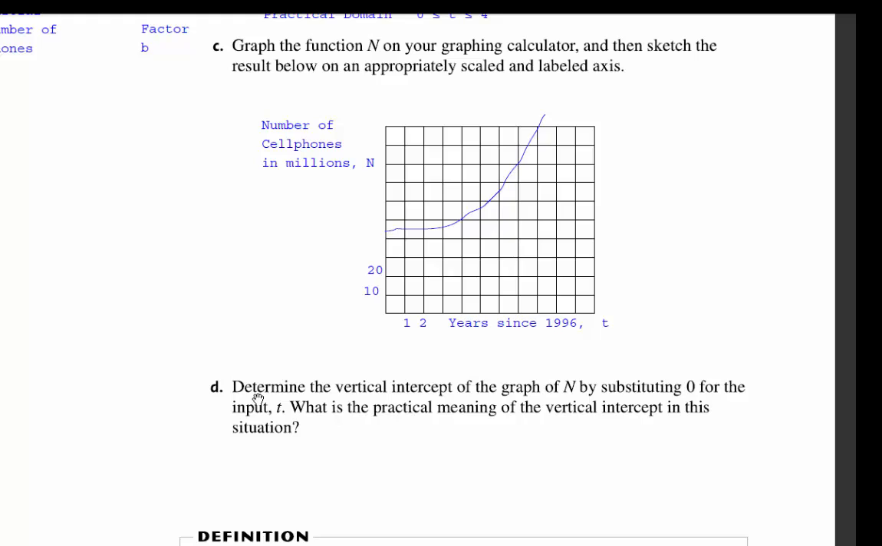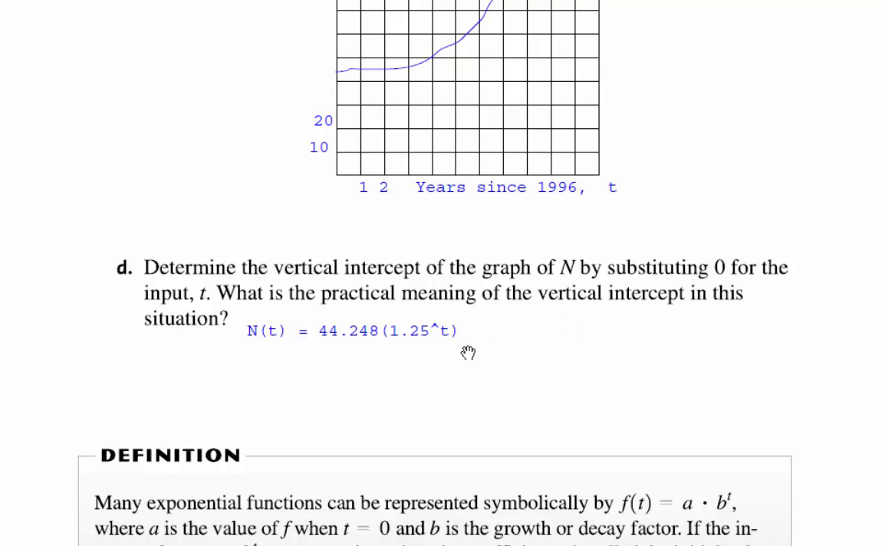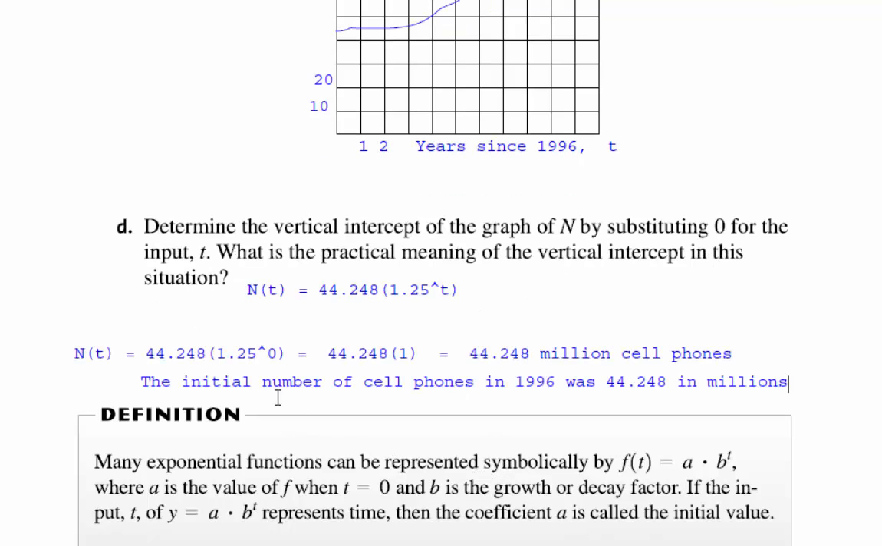Part D says determine the vertical intercept of the graph by substituting 0 for the input. What is the practical meaning of the vertical intercept? So here's our equation, and I'm going to replace t with the 0. So when I place the 0 in, remember, anything raised to the 0 is 1. So I'm left with 44.248 million cell phones. So the practical meaning would be the initial number of cell phones in 1996, or our starting value for cell phones is 44.248 in millions.